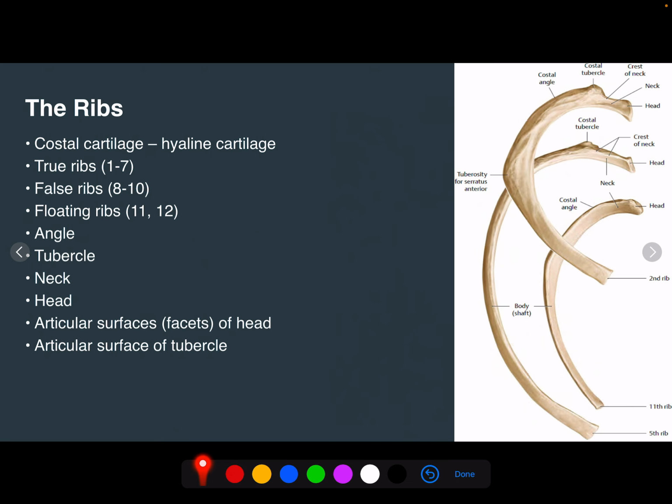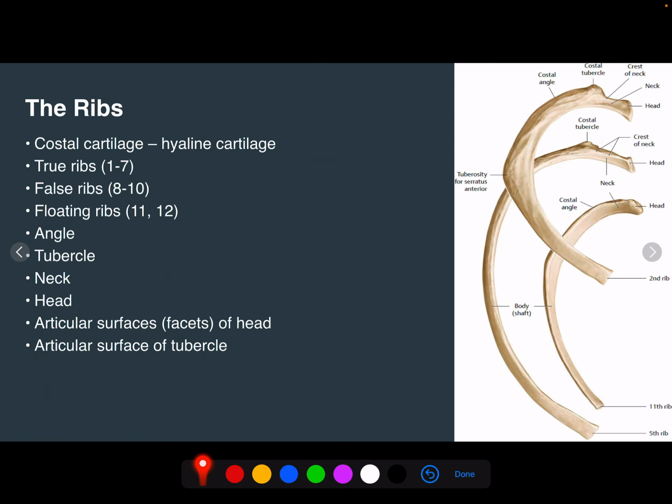Okay, so our angle is going to be the point of greatest curvature of a rib. It's where it bends forward here. The tubercle is going to be a small prominence on the posterior surface of a rib, and this is the area that articulates with the transverse process of its corresponding vertebra.